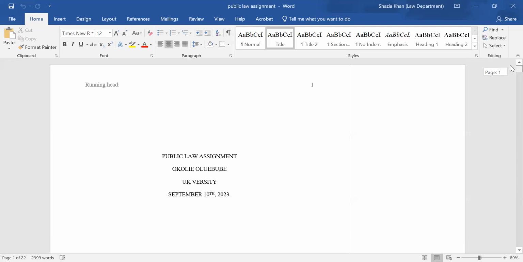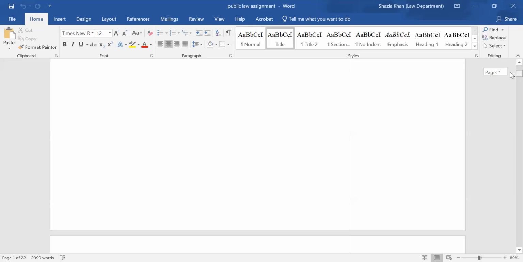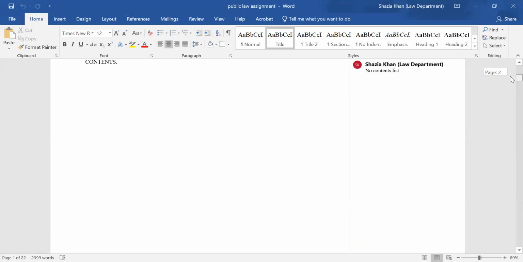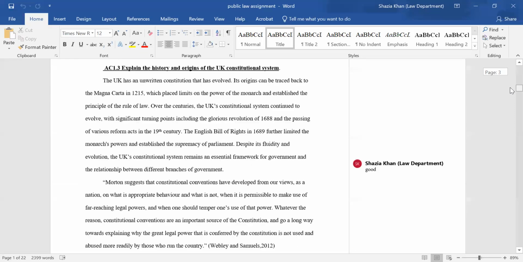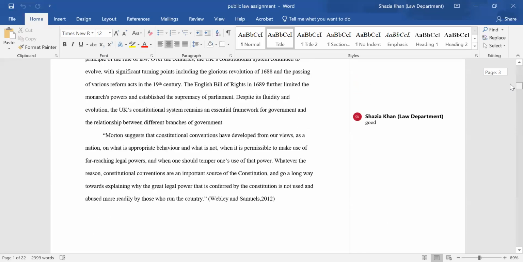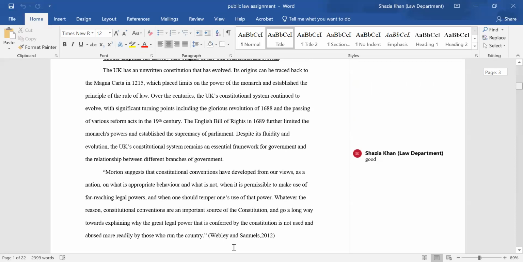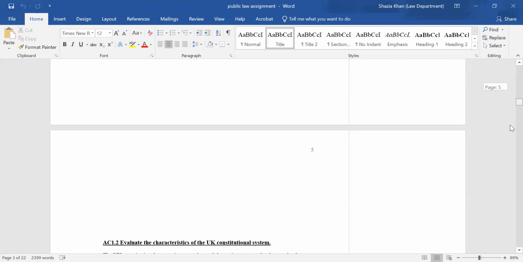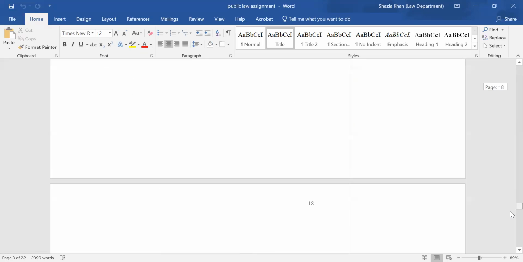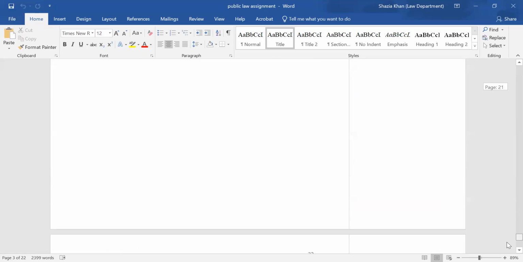So okay, she's put her details, her name, her module, and when it was submitted, and then she's got a contents page, but there's no list on it. Then she's gone through doing the assignment, and referenced it in-text. And towards the end, she's done the full referencing.